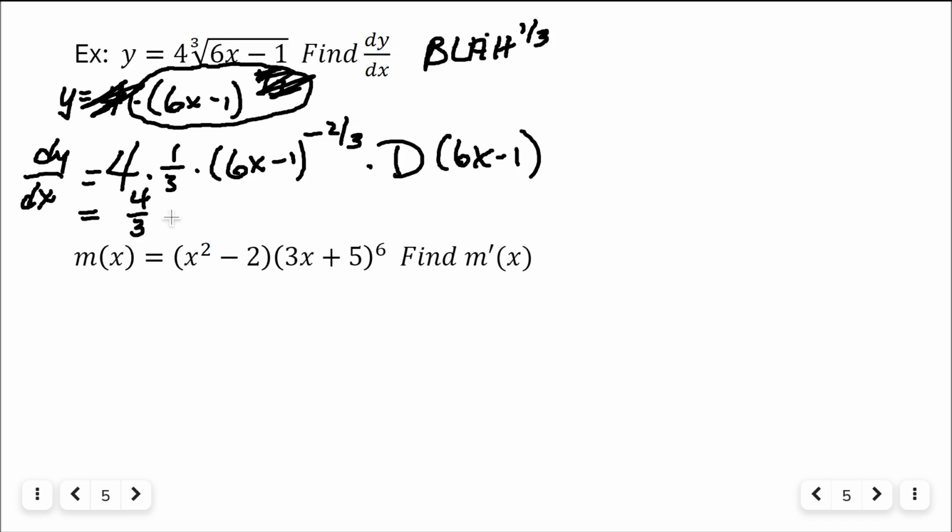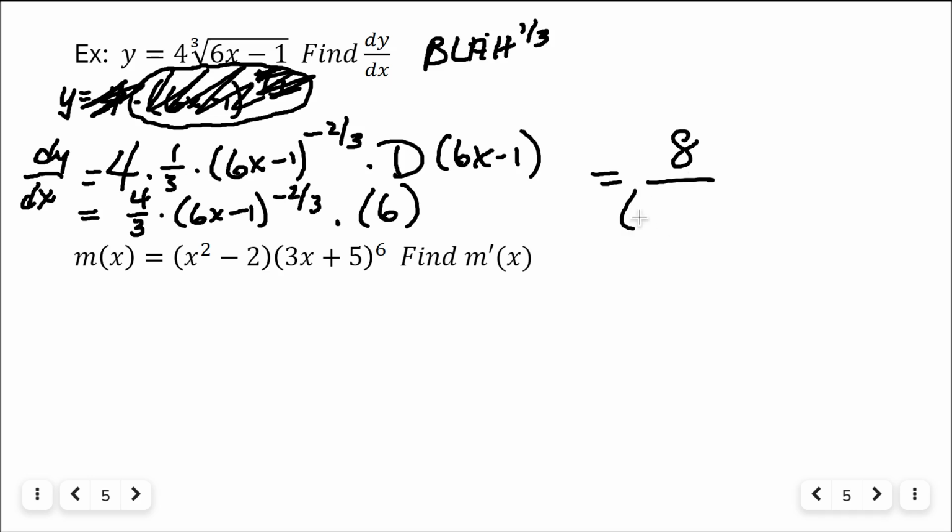So that's now 4/3. 6x minus 1 to the negative 2/3. The derivative of 6x minus 1 is a 6. Come back up here, cross out the 6x minus 1. There's nothing left to derive. This is done. And you can clean it up a little bit, I guess. You could, 24/3, that gives me an 8. Up top and underneath would be 6x minus 1 to the 2/3 power. That's the correct answer.